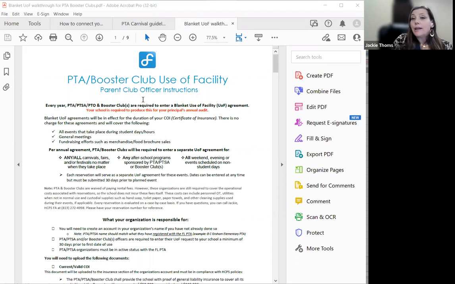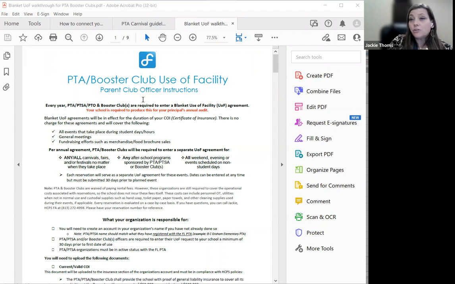Your blanket use of facility is going to cover all events that take place during the school day, and it's also going to cover all of your general meetings at no charge. All of these things will be included in your blanket use facility. Any activities that you have planned that fall outside of that instructional day will have to be entered as a separate use facility. There are not always fees on there. Again, it's really dependent on the time and the type of facility being used.